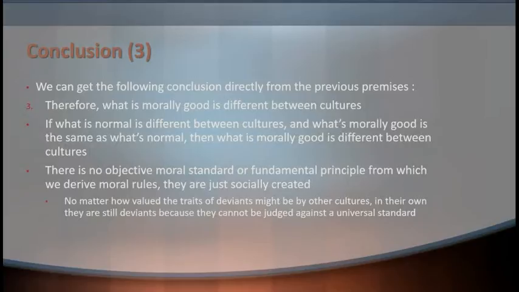Now, if we take this idea and combine it with the first premise, we can actually get the conclusion that Benedict defends. So, let's take our premises and combine them, and we get, therefore, what is morally good is different between cultures. Let's walk through this again. If what's normal is different between cultures, and what's morally good is the same as what's normal, then what's morally good is also different between cultures.